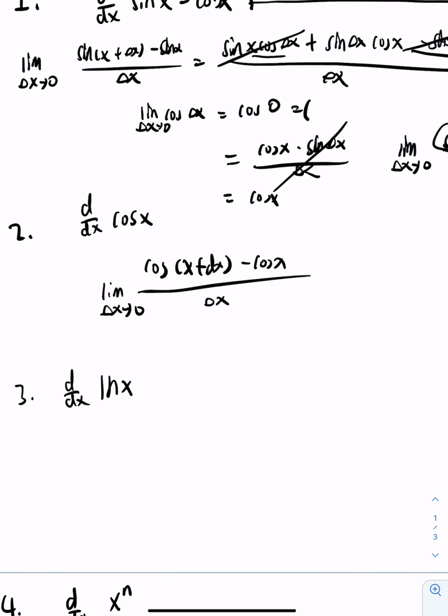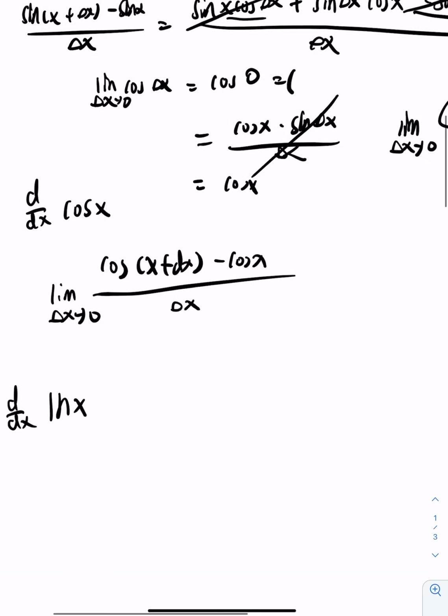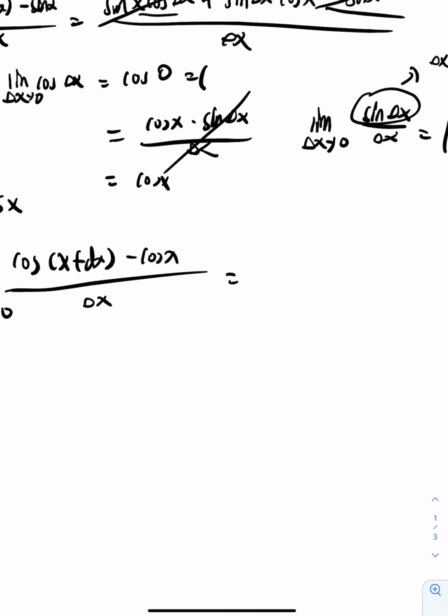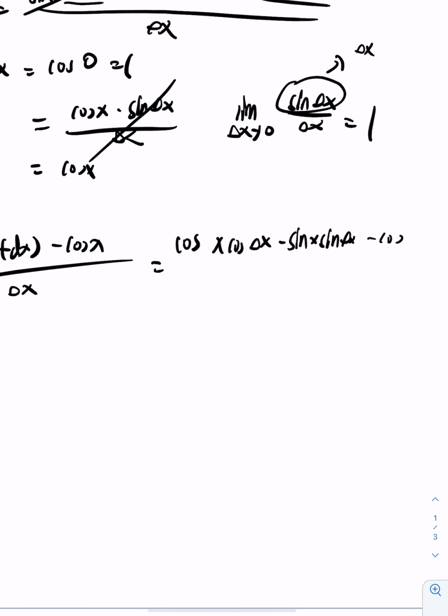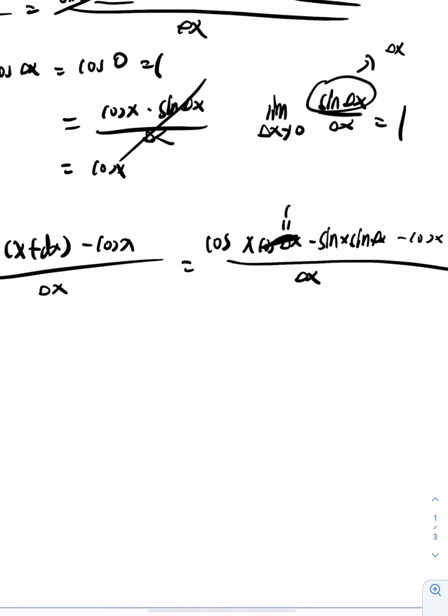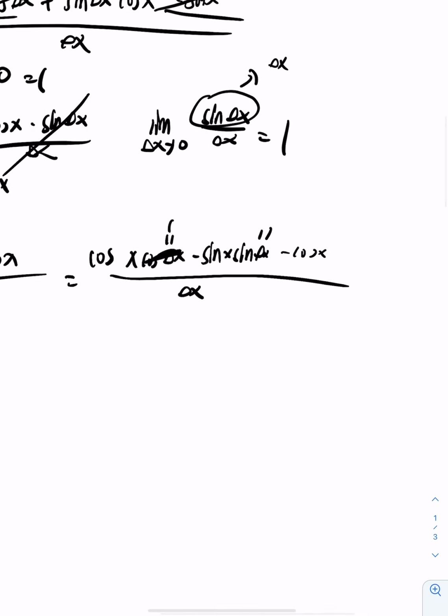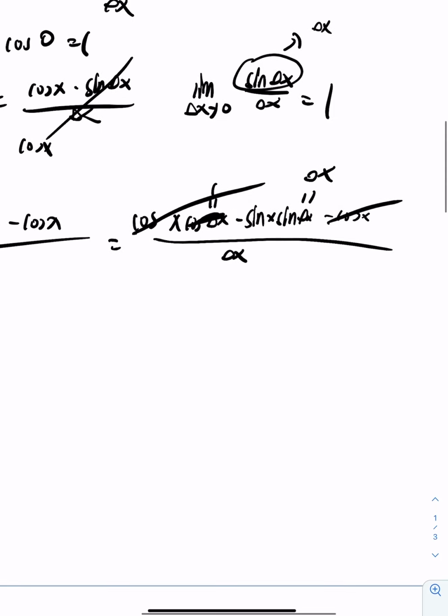Similarly, we can figure out the derivative of cosine x. We also have a formula for this one, so it is cosine x cosine delta x minus sine x sine delta x minus cosine x, divided by delta x. And this term is just approaching 1, and this term is approaching delta x. So this term cancels out, and the result is equal to negative sine x.